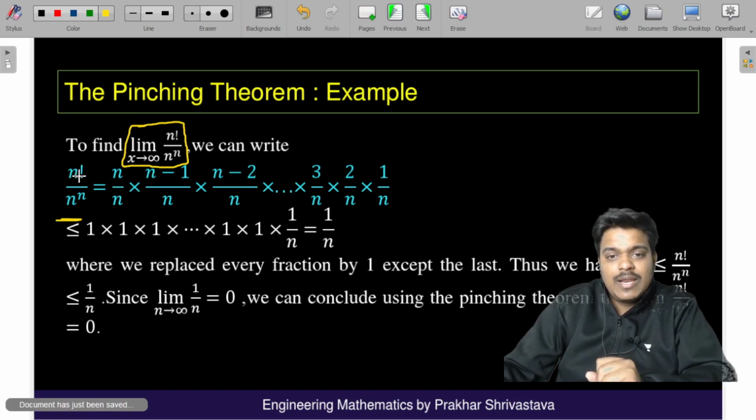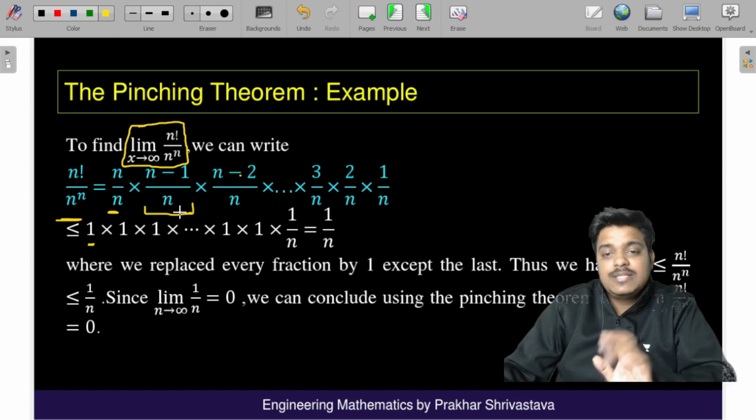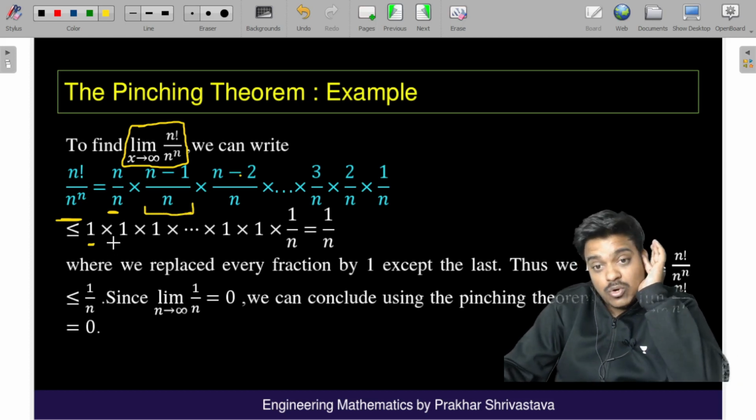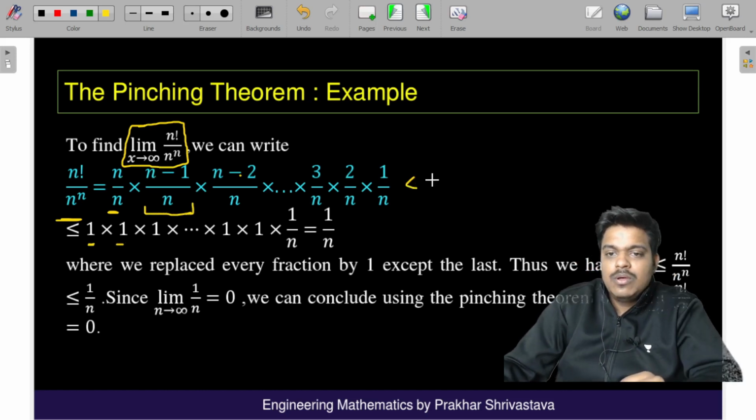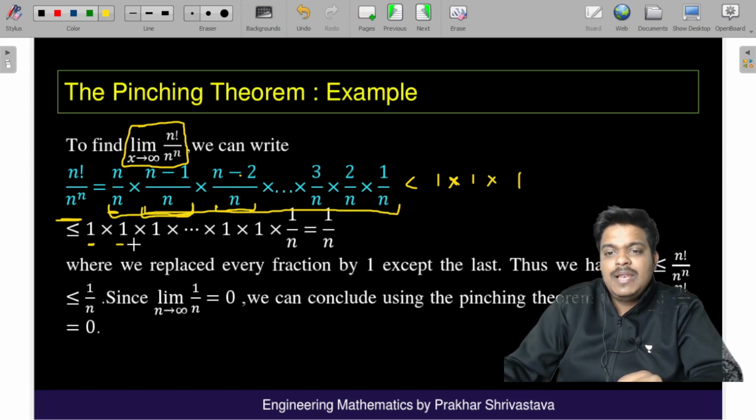Now n factorial can be written as n into n minus 1 into n minus 2 up to 1, and the denominator n to the power n is n n n n n. Now we know the first factor n by n is 1, and the others are something less than 1, yes or no? Obviously yes. So if I write the first as 1, this value is less than 1, and again you multiply, this value is also less than 1. So this whole function will be less than 1 into 1 into 1 into 1 into 1 into 1 by n. The last value is written as 1 by n only.